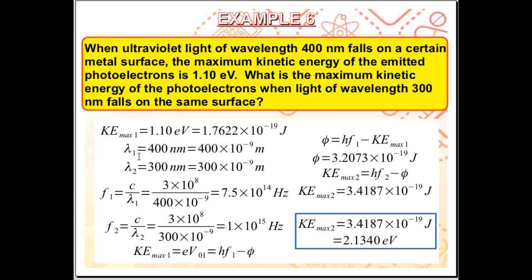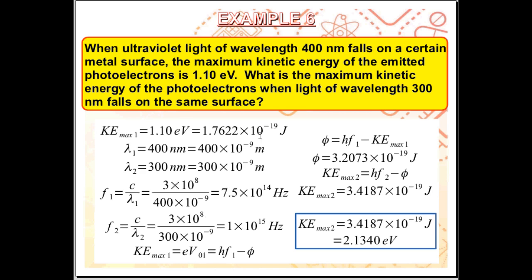Knowing the wavelength, we can calculate the frequency of light. For lambda 1, we have f1 equal to c over lambda 1, which will give you 7.5 times 10 to the 14 power hertz. For lambda 2, we have f2 equal to c over lambda 2, which will give us 1 times 10 to the 15 power hertz.